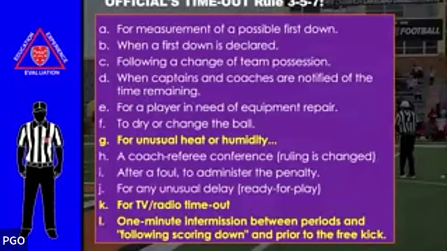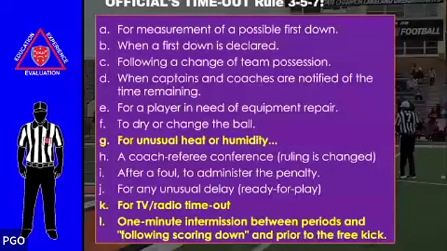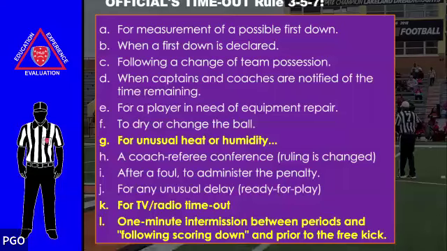So these are the official timeouts. And if you see the ones in yellow, these are the ones that can follow with a team conference. If we stop it for heat, for a radio timeout, or for a 1 minute intermission between periods. But if we do a measurement for a first down, there is no authorized conference. They can't have a team conference. They can't be on the field inside or outside of the 9-yard marks. Obviously, we declare a first down.